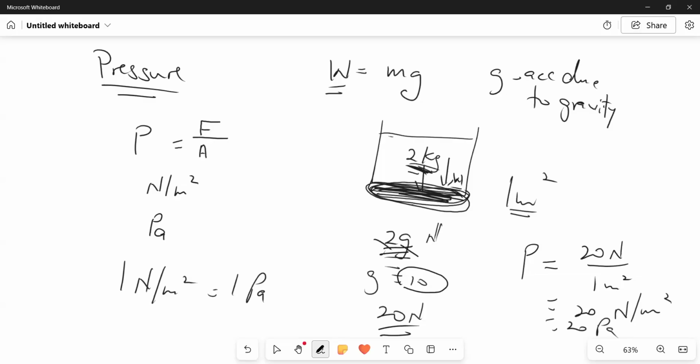So the pressure it's exerting on the base of that container is going to be 20 newtons over 1 meter square, as we said the base is 1 meter square. Not all the time will it be that. I just used nice numbers to illustrate what we mean when we talk about the pressure of a fluid.